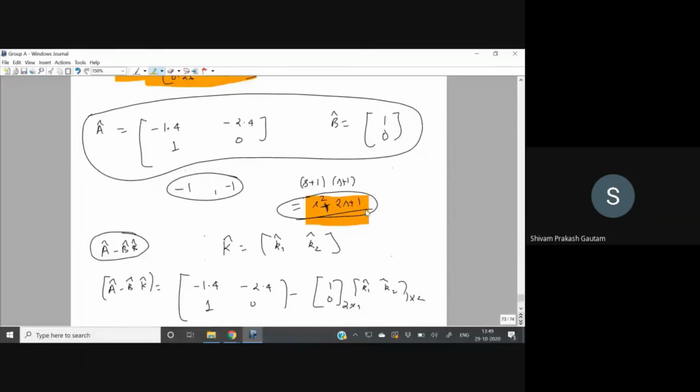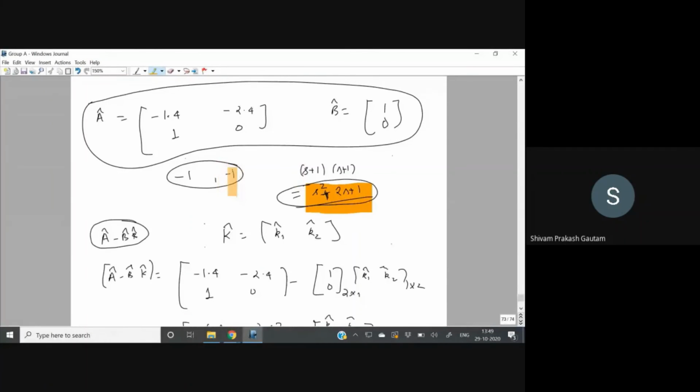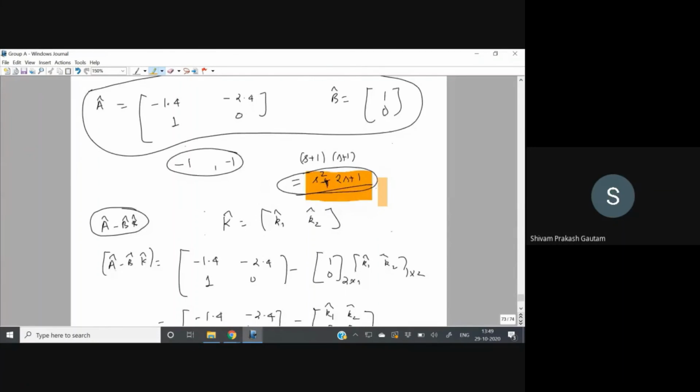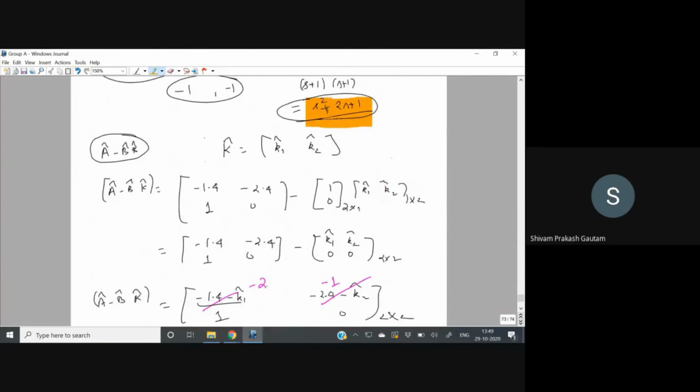If the poles were at -1 and +1, then we would have taken (s plus 1)(s minus 1), and that would be s squared minus 1. Since the poles are at -1 and -1, this will be our characteristic equation. We have done this so that we can directly compare it with the lambda equation.